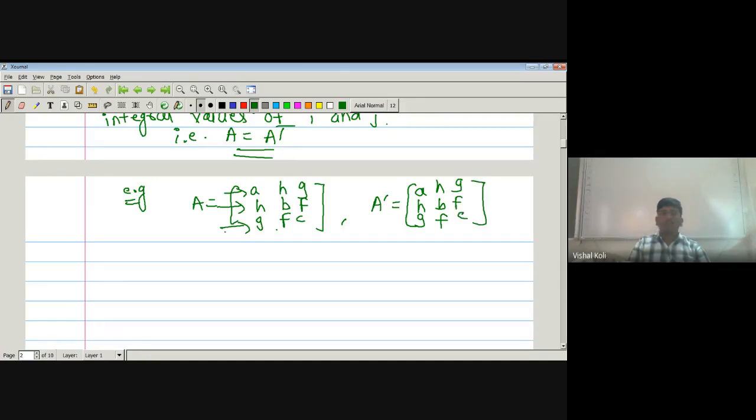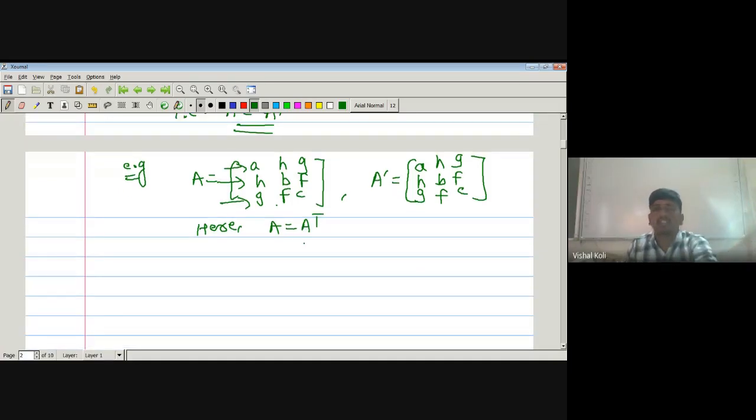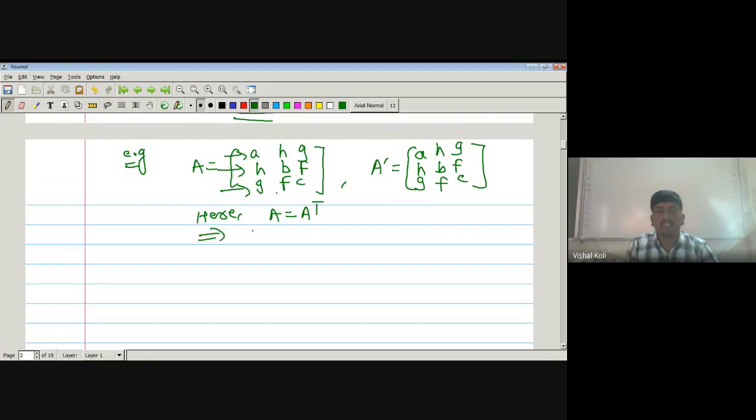Now, if we look at A and A transpose, then both the matrices are the same. That is, here A is equal to A transpose. That is, these two matrices coincide, which implies the given matrix A is a symmetric matrix. Okay. Now, the next concept will be a skew symmetric matrix.